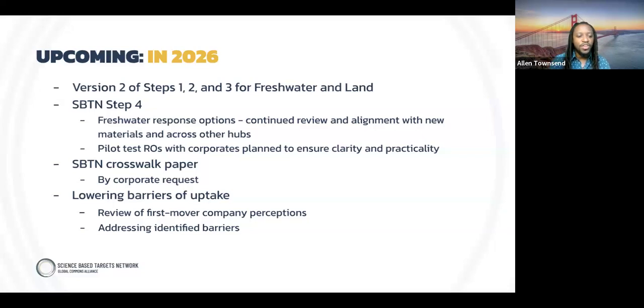And so we're now reviewing feedback and results that we have received from the pilot, or the initial target validation group, but also just feedback that we're receiving as companies work through the validation process, and then continuing to identify additional barriers.